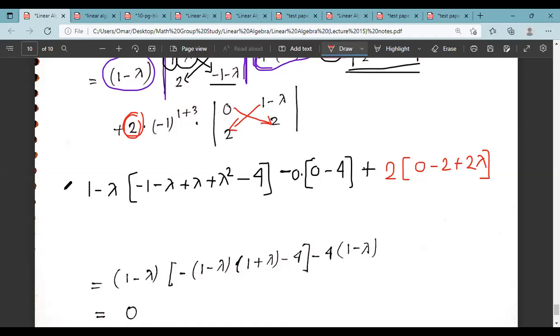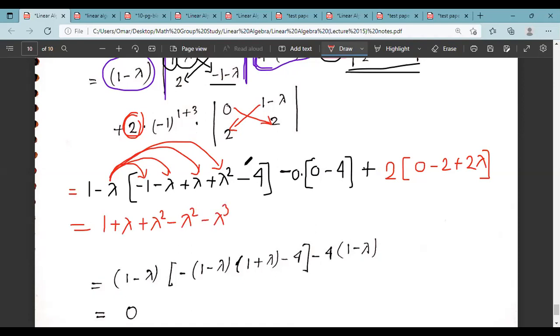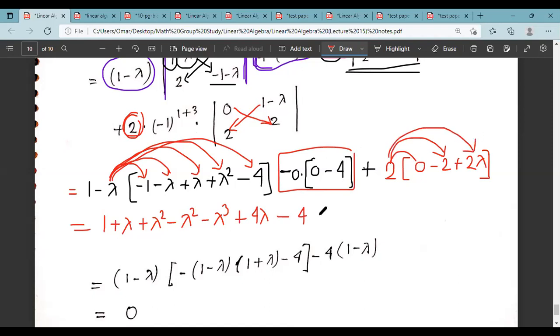So now if I try to expand, it will be 1 minus lambda multiply 1, so it will be plus lambda, and then minus lambda multiply minus lambda, it will be plus lambda squared, and then minus lambda multiply lambda, it will be minus lambda squared, and then minus lambda multiply lambda squared, it will be minus lambda cube, and then it will be plus 4 lambda. Okay, so yeah, and then this part will be 0, because 0 multiply anything is 0, and here 2 into 0 means 0, so 2 into minus 2, it will be minus 4, 2 into 2 lambda, that will be 4 lambda, right?